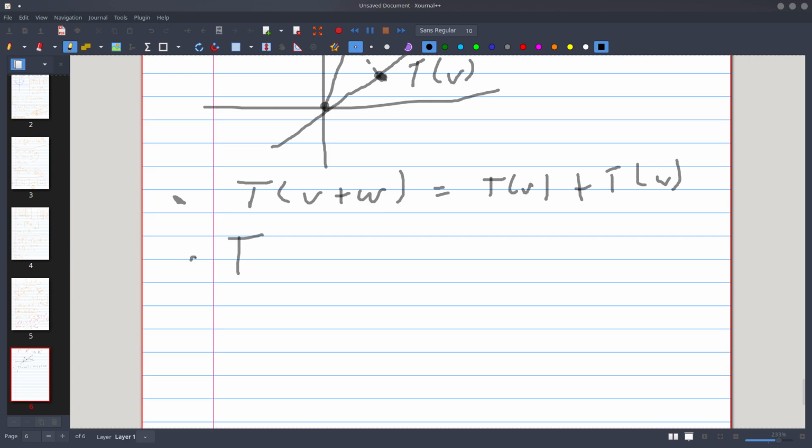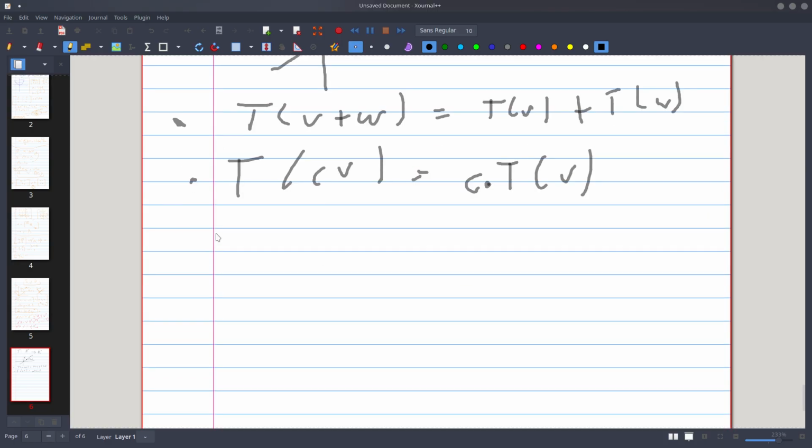The next one is T of CV. You have some scalar quantity times your input, and the transformation on that vector is given with C factored out. Do you see what's going on here? It's like a scaling factor.